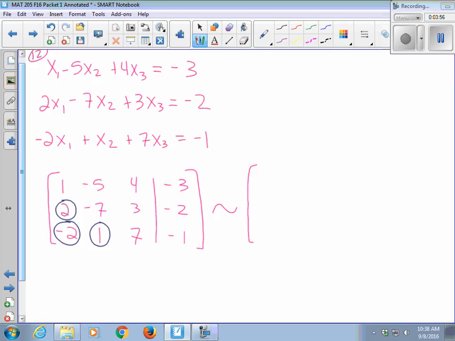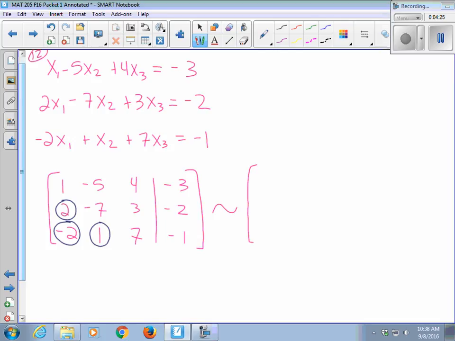So the algorithm says work column by column from left to right to try to turn those 3 entries into zeros. So I'm just going to do the 2 first. I want to try to bump that 2 out of there. I would like it to be a 0, and I'm going to use row 1 to try to bump it. Okay, so what could I multiply row 1 by and add it to row 2 to make 0? -2.